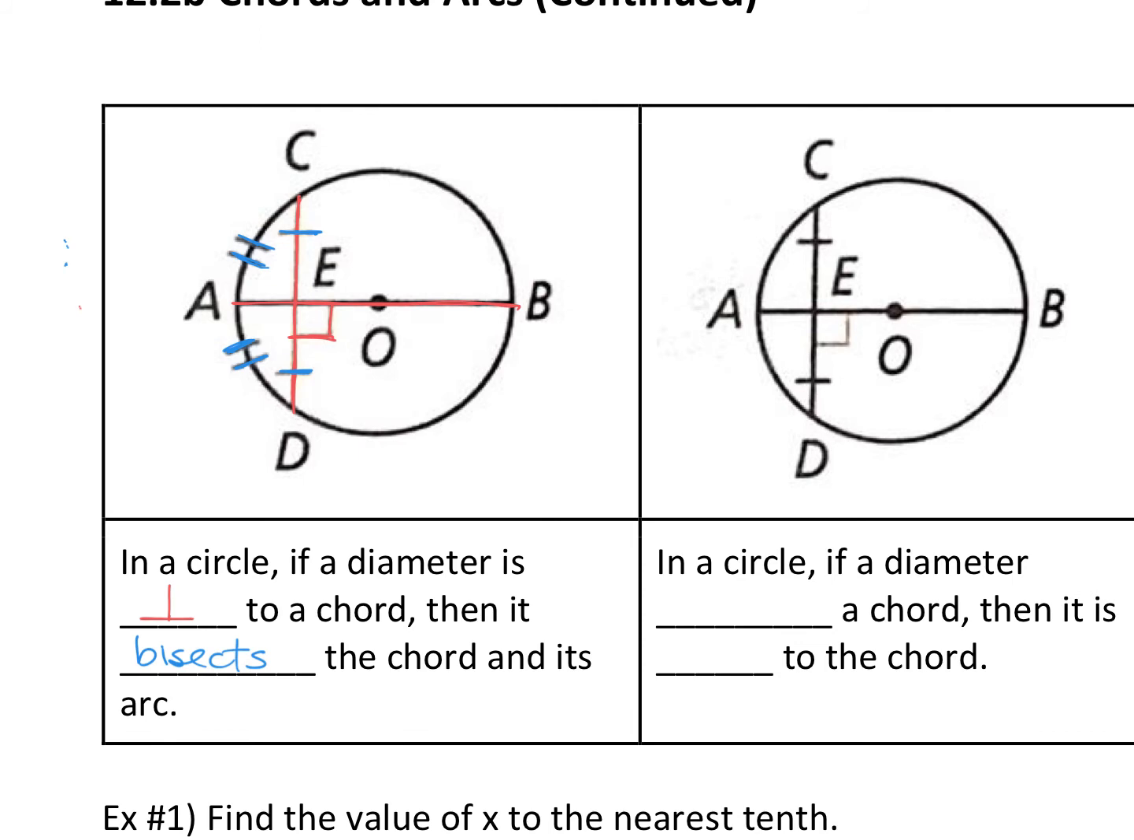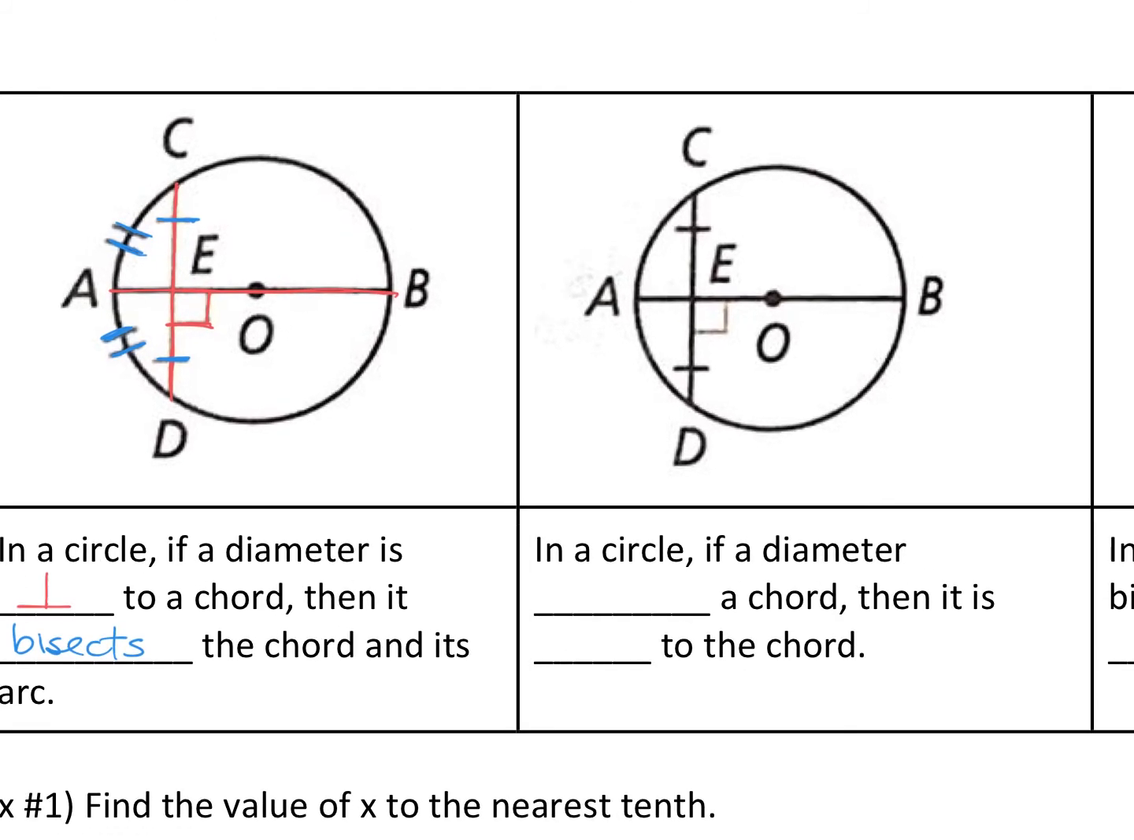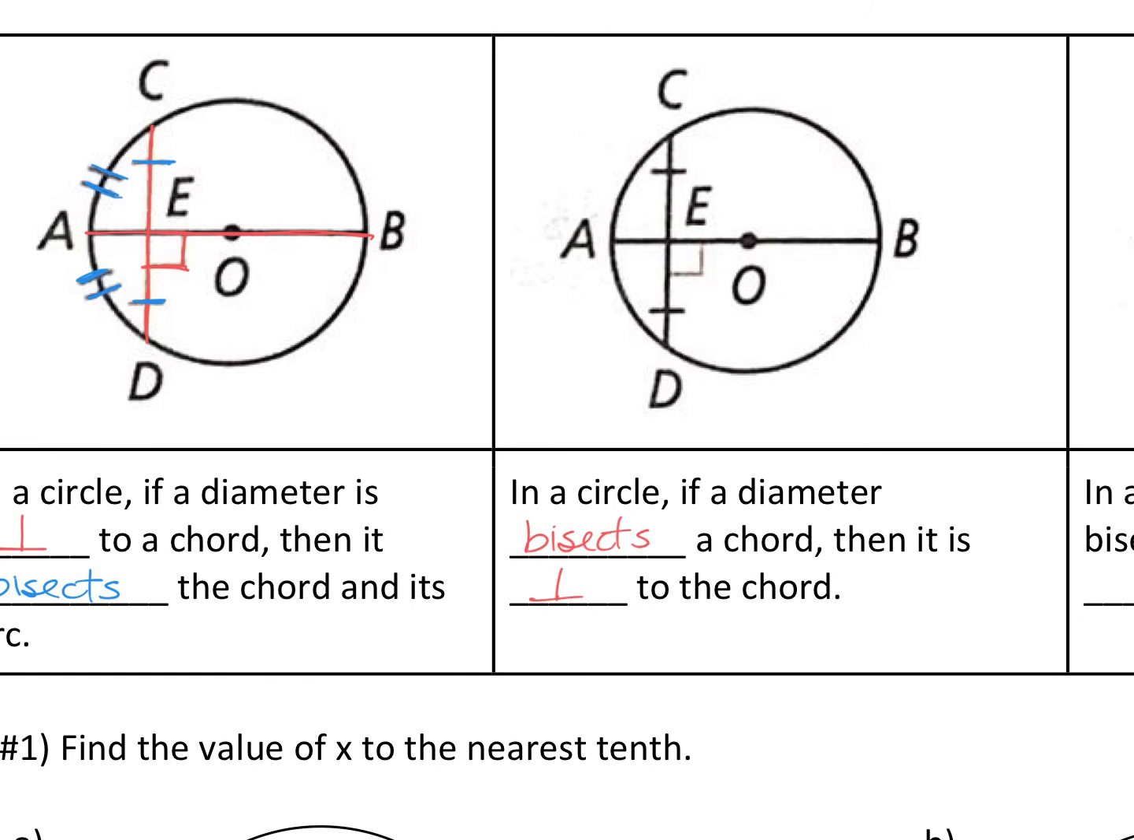Look at the next one. This one says, in a circle, if a diameter bisects a chord, then it is perpendicular to the chord, okay? So now this one is saying, I know it's a diameter, and I know the chord got broken into equal pieces. Therefore, I know that this will be a right angle. So if I know the red, then I know the blue to be true. Okay, if it's a diameter and it bisects, it will be perpendicular.